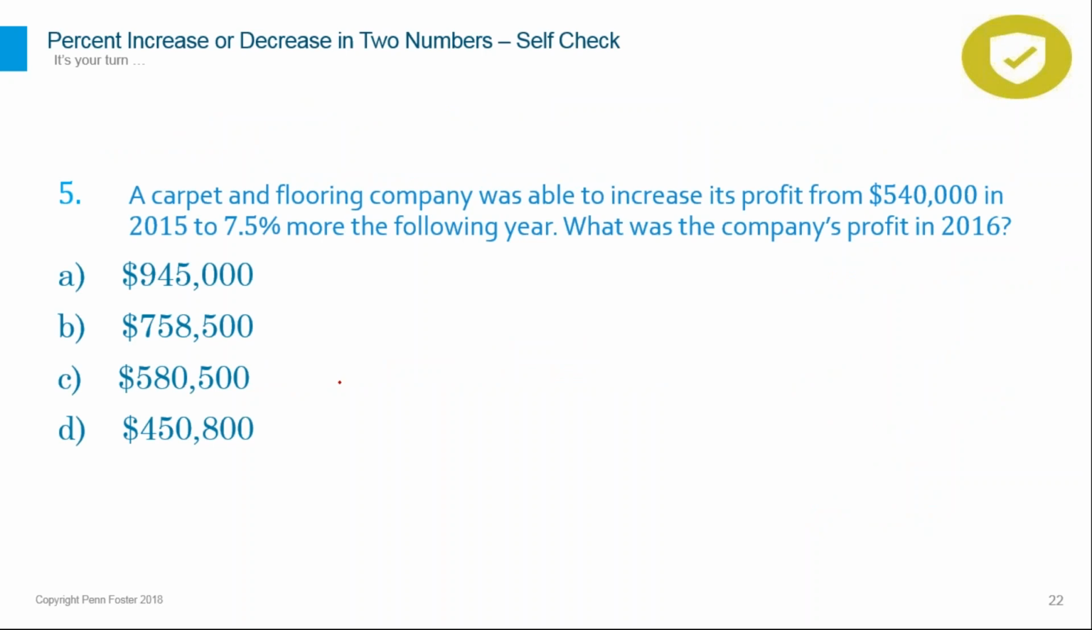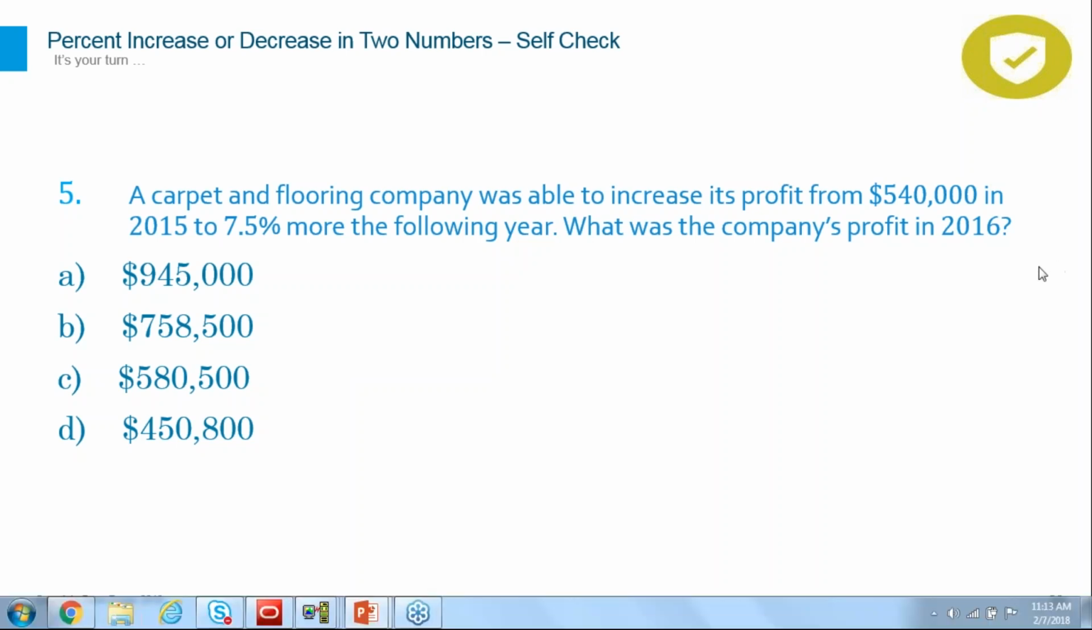A carpet and flooring company was able to increase its profit from $540,000 in 2015 to 7.5% more the following year. What was the company's profit in 2016? Okay, I'm going to leave you to think about the question. Here you go.